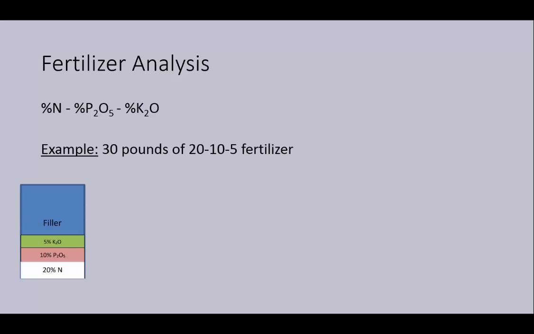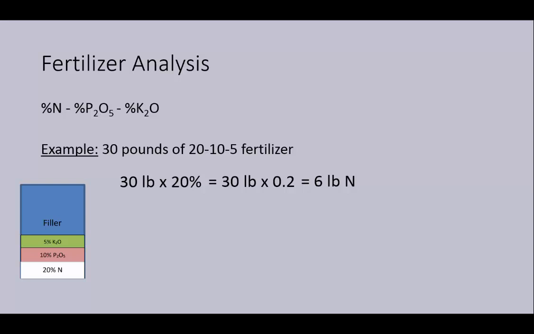In this example, we have a 30-pound bag of 20-10-5 fertilizer. This means 20% of our fertilizer is nitrogen, 10% of our fertilizer is P2O5, and 5% is K2O. Let's figure out how many pounds of N, P2O5, and K2O are in the fertilizer. Let's start with figuring out how many pounds of nitrogen we have. We know out of 30 pounds of fertilizer, only 20% is nitrogen. So we take 30 pounds times 20%, or 0.2, to get 6 pounds of nitrogen.